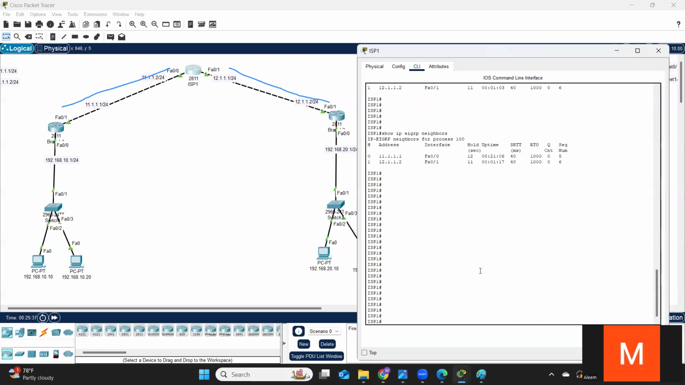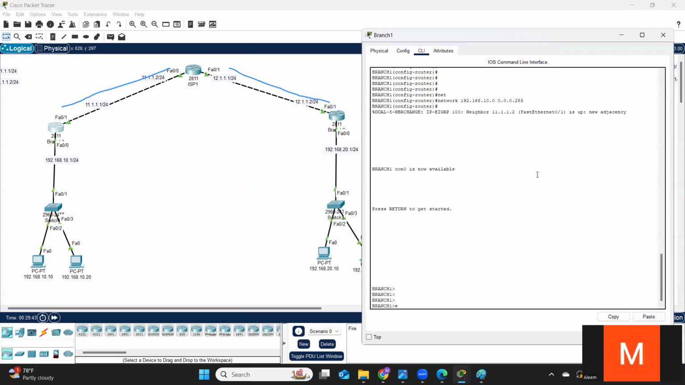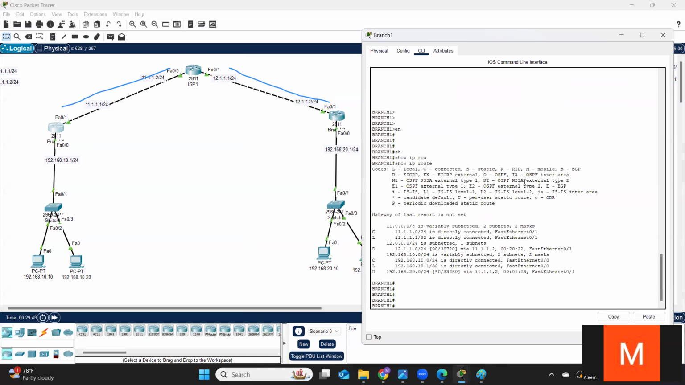So again, one more thing, we have a routing table. So how will we check the routing table? Global routing table. So show ip route. This is the global routing table. Here you can check D. D means it is EIGRP. Through EIGRP we are getting that prefix.